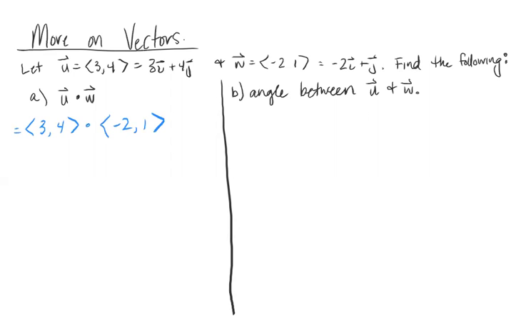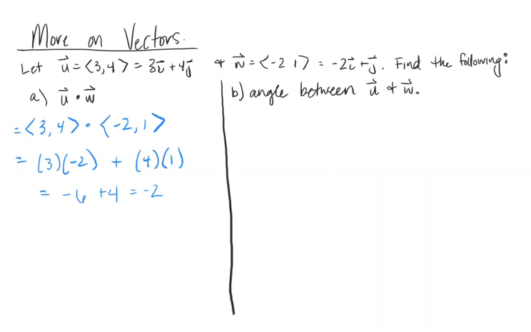To do a dot product, you multiply the x components, so 3 times negative 2. You multiply the y components, and then you add them together. The dot product is a number, not a vector. So we get negative 6 plus 4. So negative 2 is the dot product of u and w.